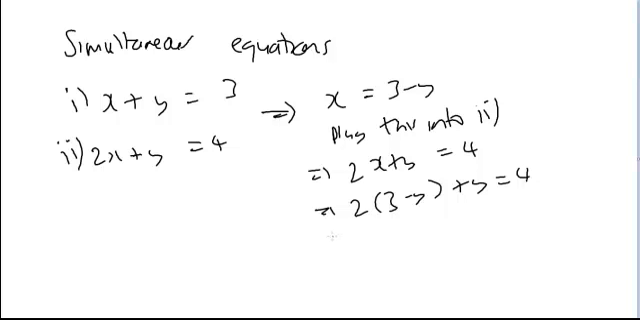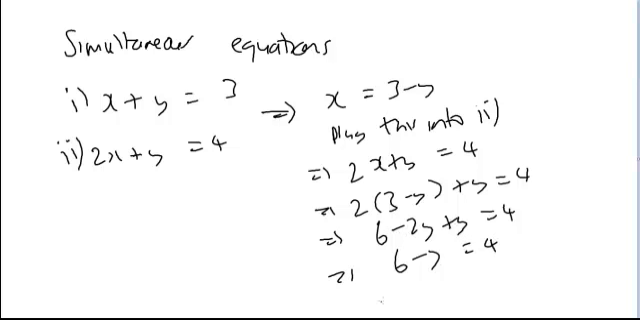So then if I just keep going, I'll do 2 times 3 minus y, and if you're familiar with your numeracy, you're comfortable dealing with brackets, you know that you multiply each of the things inside the bracket by 2. So I end up with 6 minus 2y plus y is equal to 4, which means that 6 minus y is equal to 4, because minus 2y plus y gives me minus y.